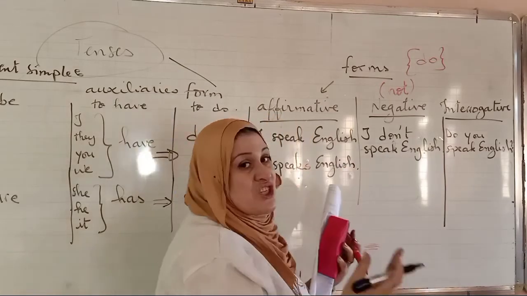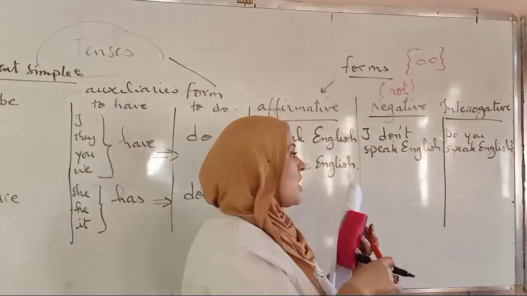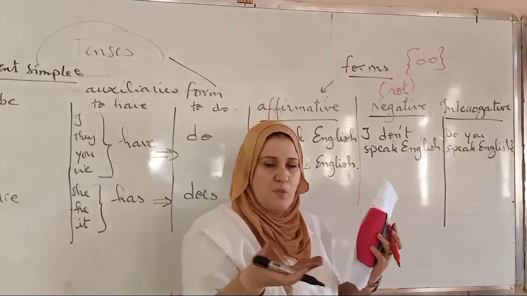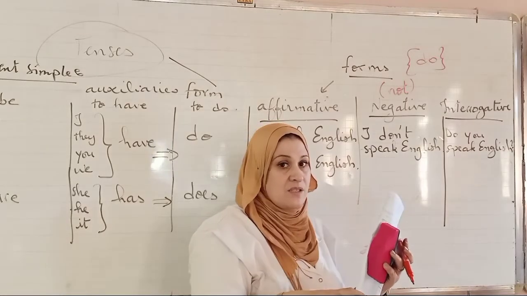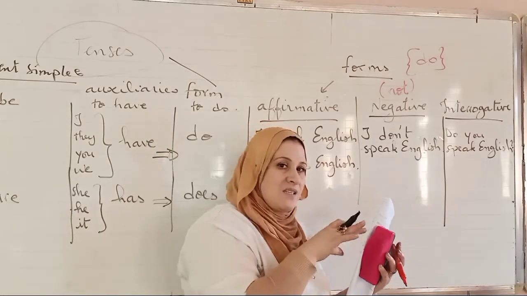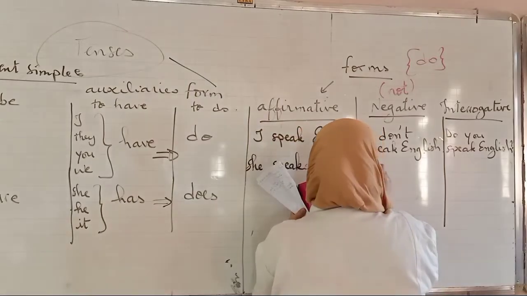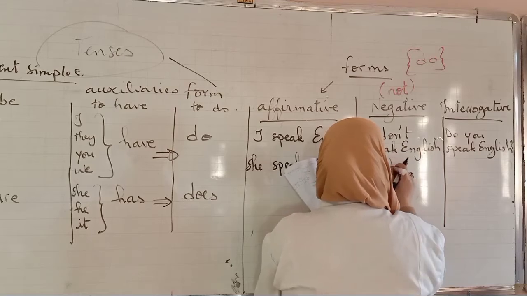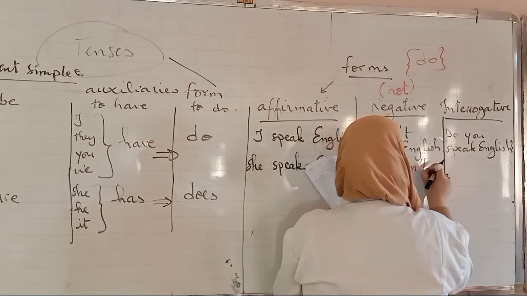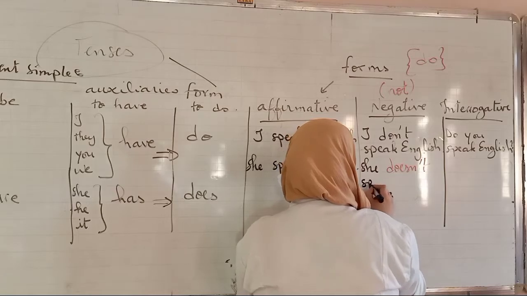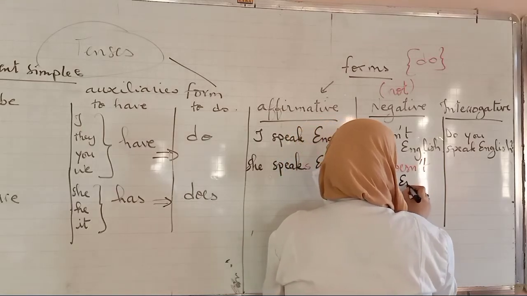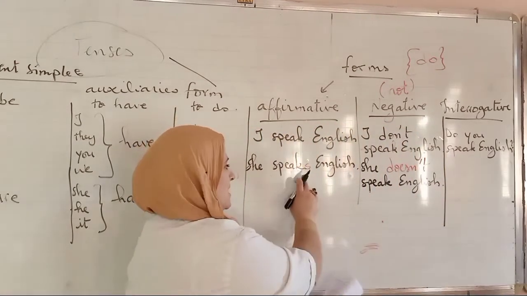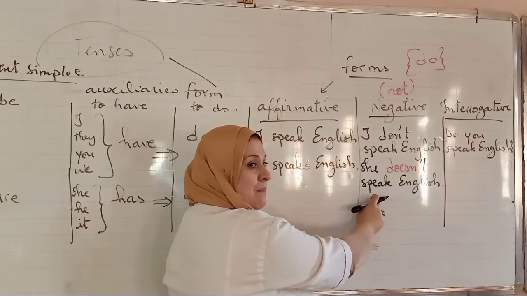Here, of course, she doesn't speak English. I don't use do, so as it is, I put does. Since the form of the verb requires es, not just s. Okay, so it is she doesn't speak English. And of course here please notice that speak has no S, I omit it, I drop it.